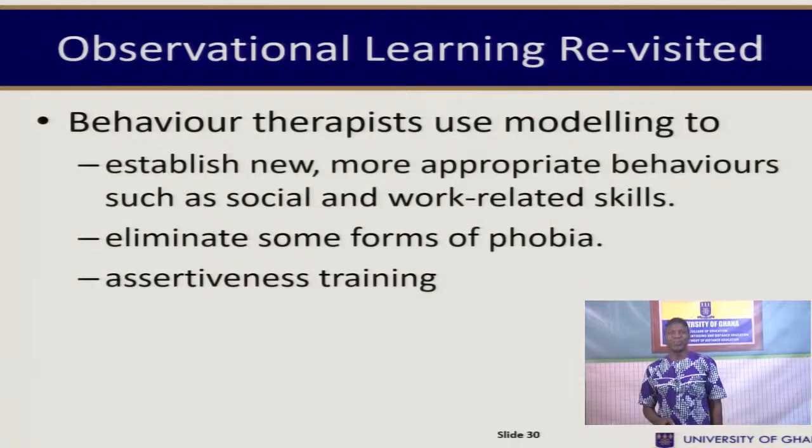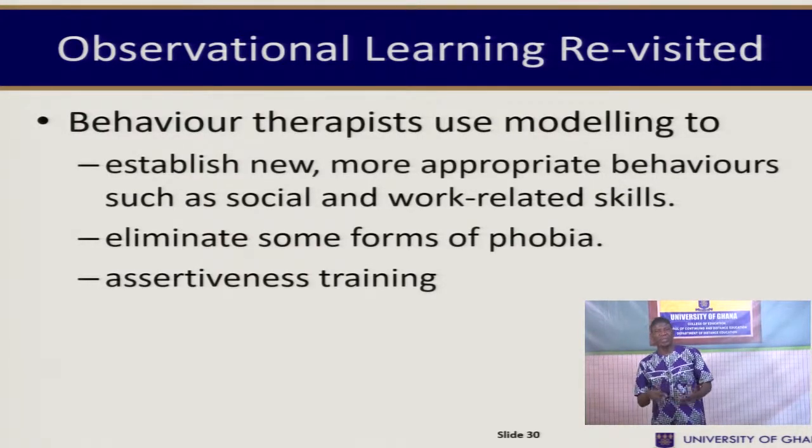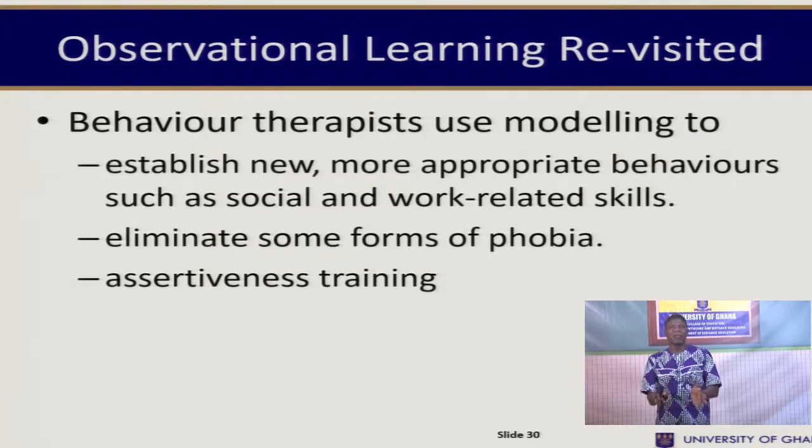So with observational learning, you know that already, there is learning by observation of a model's behavior. Behavior therapies use modeling to establish new, more appropriate behaviors, such as social and work-related behaviors. They also use this approach to eliminate some forms of phobia and to get people to be assertive when they are dealing with people in teamwork and so on.